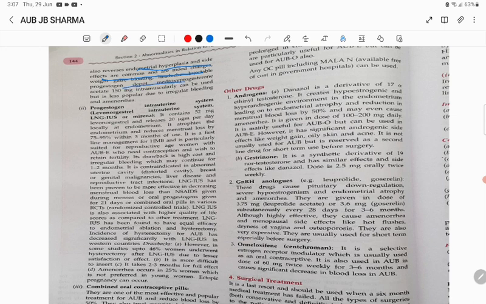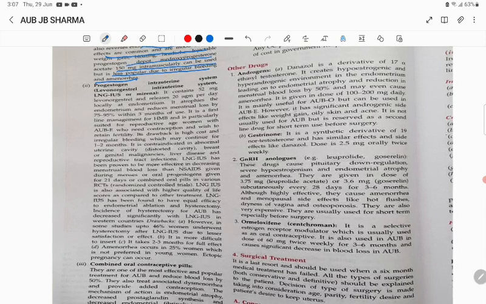Injected progesterone, depot medroxyprogesterone acetate 150 mg intramuscular, can be used but is less popular due to irregular bleeding and amenorrhea. Progesterone intrauterine system, LNG IUS: Mirena contains 52 mg levonorgestrel and releases 20 micrograms per day locally at the endometrium. With atrophy of the endometrium, it reduces menstrual blood loss by 75 to 95% within 3 months of use. It is a first line management.